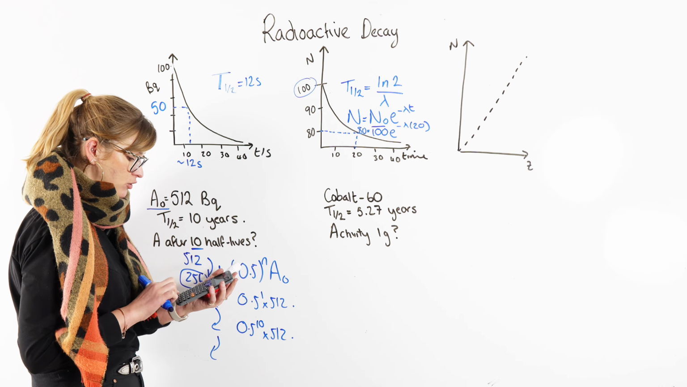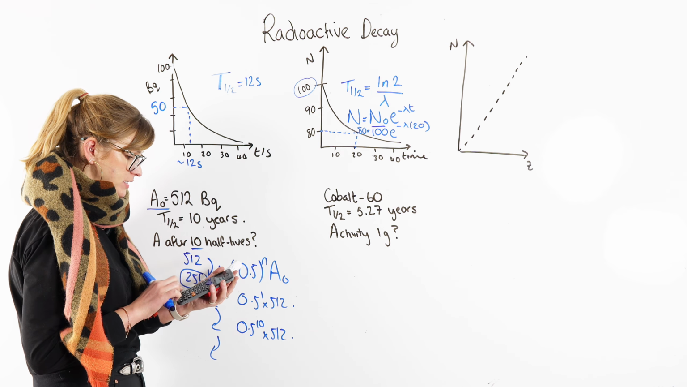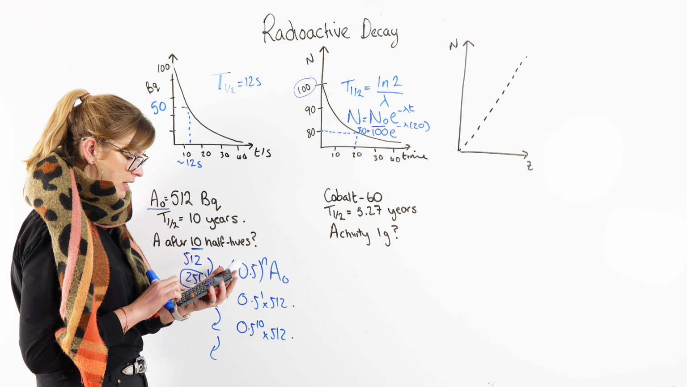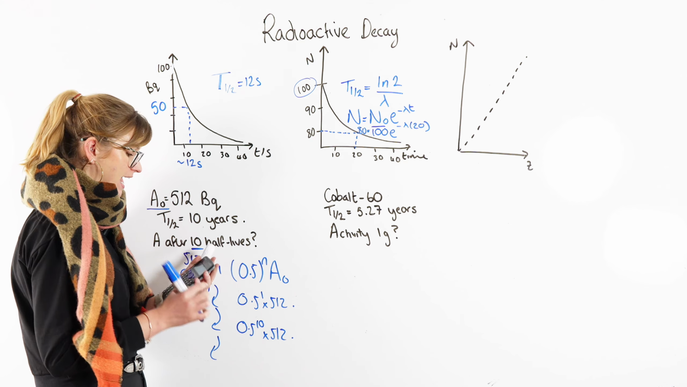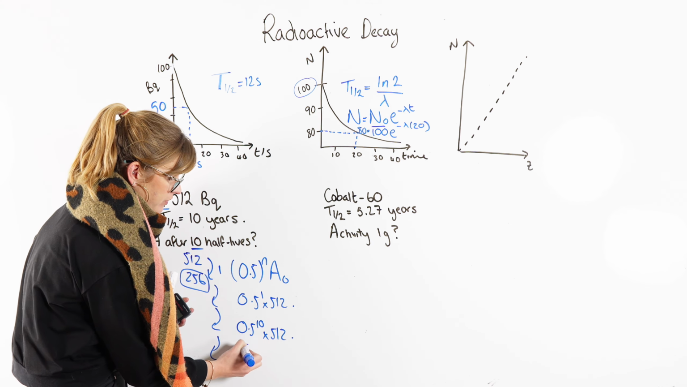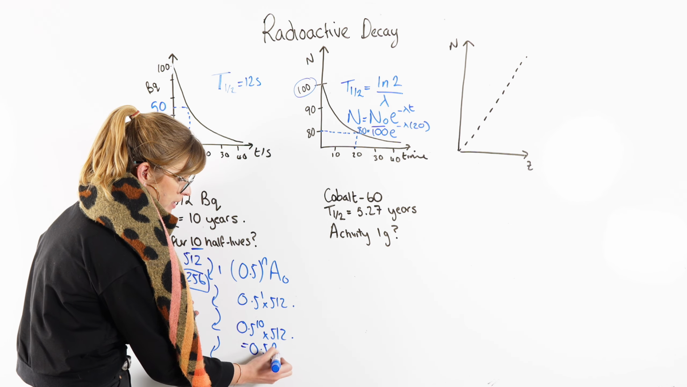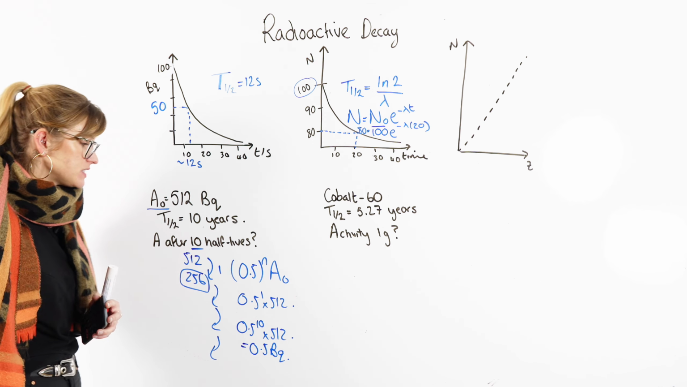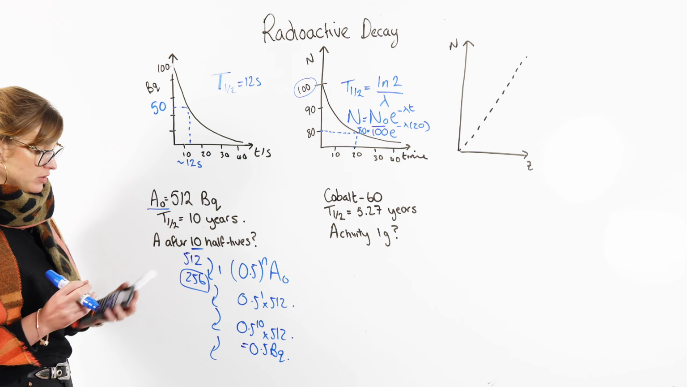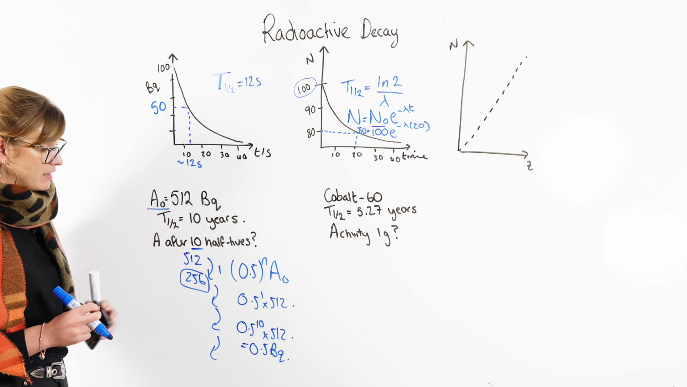So if we do that, 0.5 to the power of 10 multiplied by 512, we figure out after 10 half-lives, what I get left with is 0.5 becquerels. So barely anything left after our 10 half-lives. Okay, so 0.5 to the power 10 multiplied by 512.